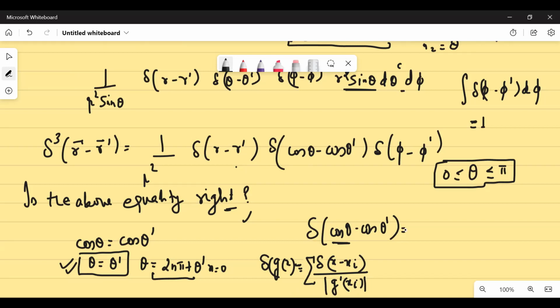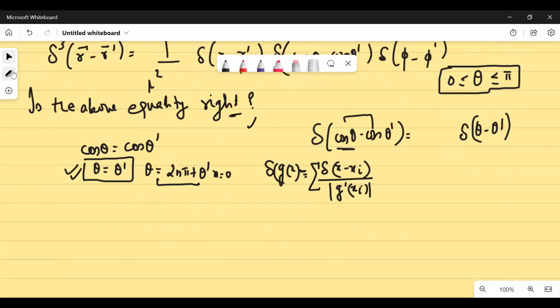Okay. So what I would say is, for example, if I have Dirac of cos theta, then I would have written it as summation Dirac of theta minus theta i, divided by the derivative of cos theta, which is sin theta, where the theta i's are all those points where your cos theta is 0. Is that clear to you? It should be the case, isn't it?